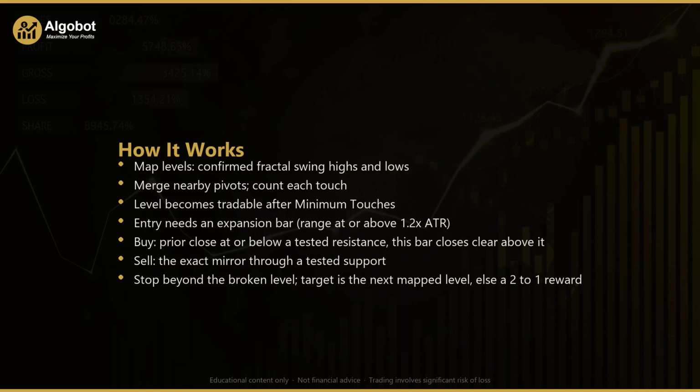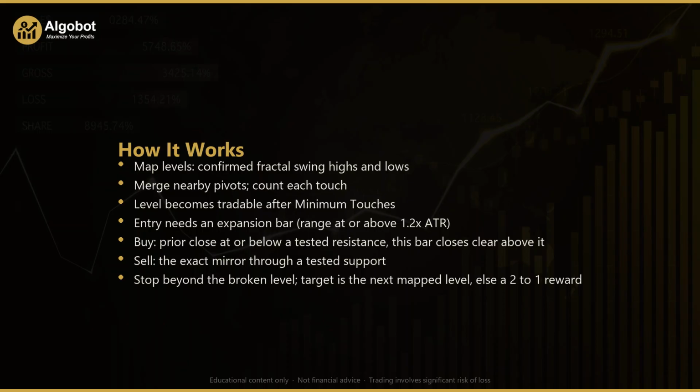New pivots that fall within the tolerance band of an existing level are merged into it, which bumps up that level's touch count and nudges its price to the average of the touches. Stale levels that have not been revisited within the level lifetime, 200 bars by default, are quietly expired and removed from the map.